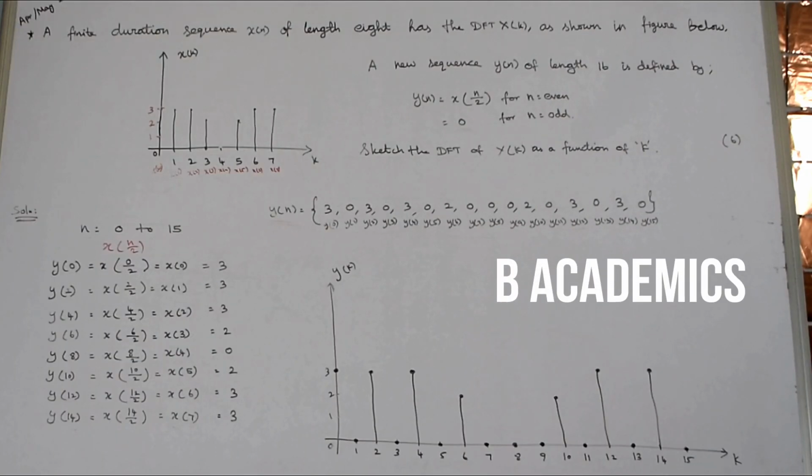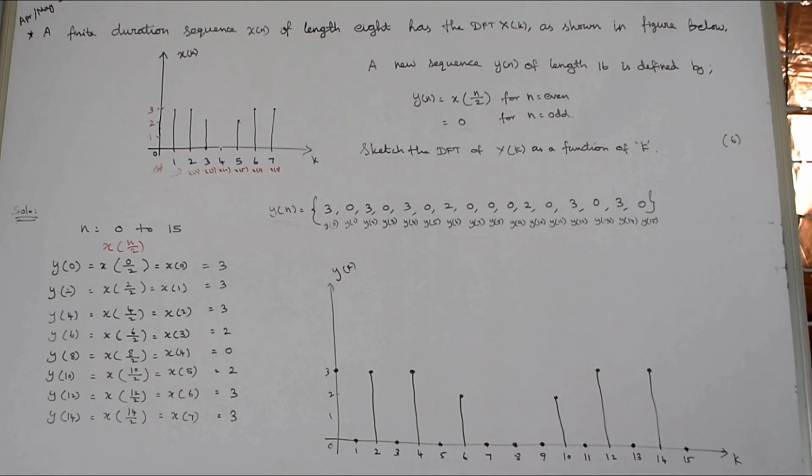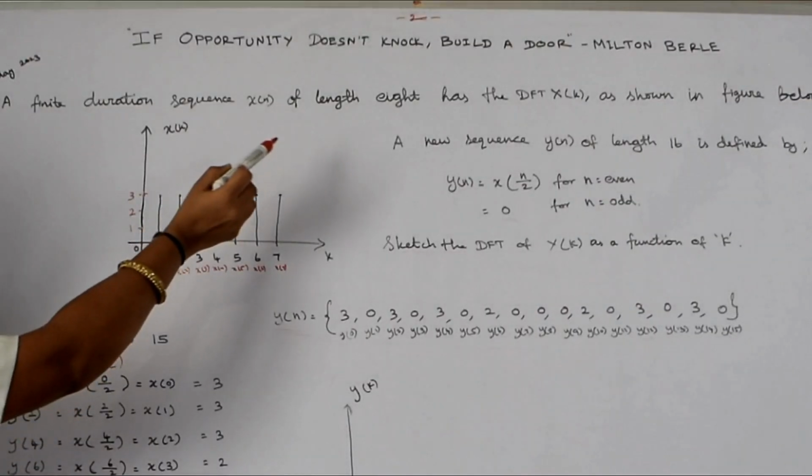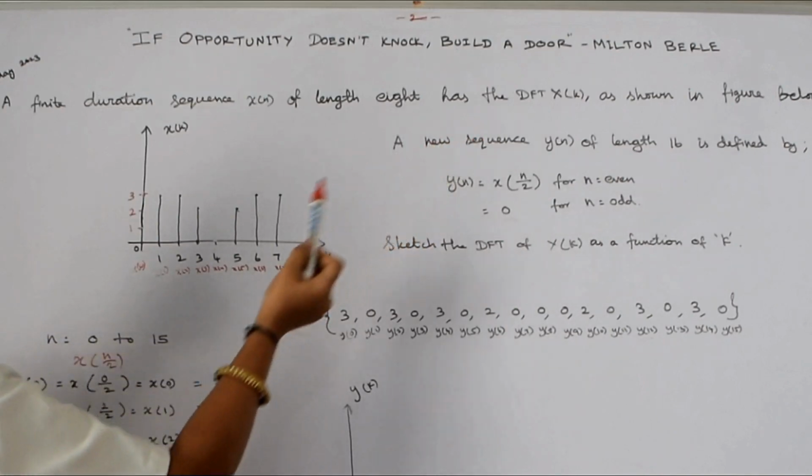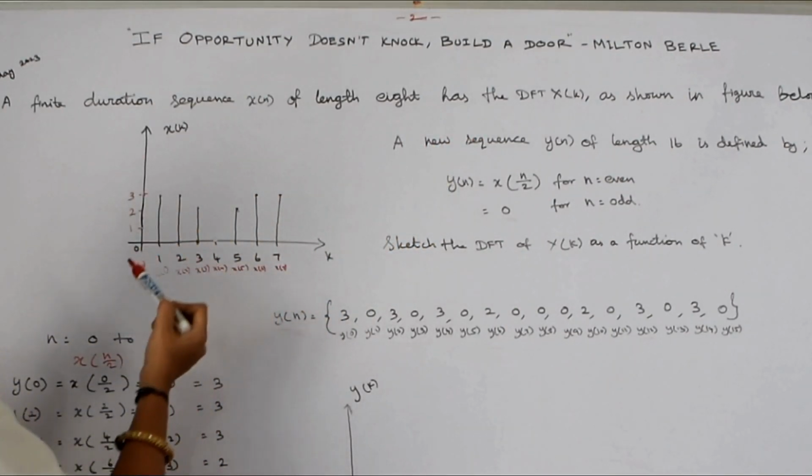In this video, we are going to solve a problem which was asked in your Anna University examination April-May 2023. We'll see what is given in your question. Find a duration sequence x of n of length 8 has the DFT of x of k as shown in the figure below. So this is the given figure for your reference.